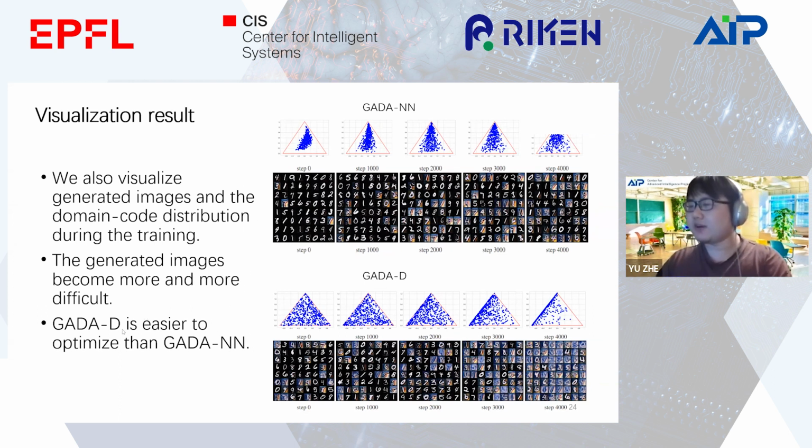The second is that we can find the GADD is easier to optimize than GADNN. For example, in step 3000 and 4000, we can find the proportion of the colorful images in the GADD is larger than the proportion in the GADNN. And also, we can see the domain code distributions. The GADD quickly converges to a very small space, but the GADNN is still in a large space.